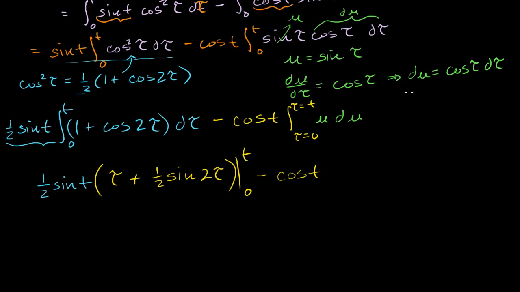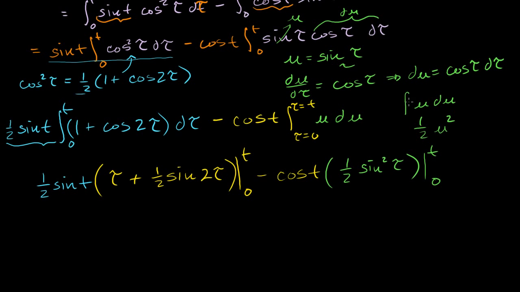And then, when we take the antiderivative of this, let me do this on the side. The integral of u du, that's trivially easy. That's 1/2 u squared, right? But what was u to begin with? It was sine of tau, right? So the antiderivative of this thing right here is 1/2 u squared. But u is sine of tau. So it's going to be 1/2 sine of tau, squared. And we're going to evaluate that from 0 to t.